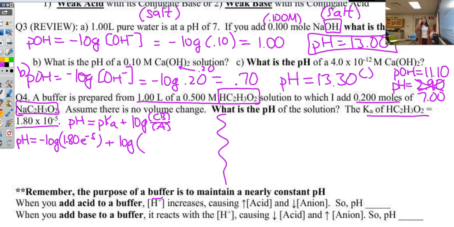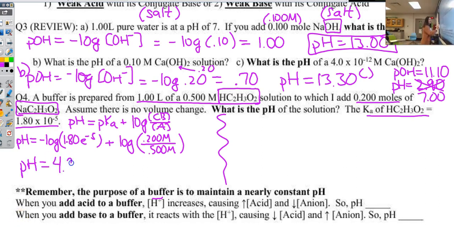So our volume's pretty much going to stay at 1. And a lot of times they'll say, assume there's no volume change, okay? So then it's just 0.2 molar. 0.200 molar is going to be my conjugate base. What about my acid? It's just 0.5 molar. Okay, go ahead, plug this into your calculator. I want to make sure we all get the same answer. It doesn't really matter which side you start on, but you do need parentheses around the 0.2 divided by 0.5, okay? All right, let's see what you get.